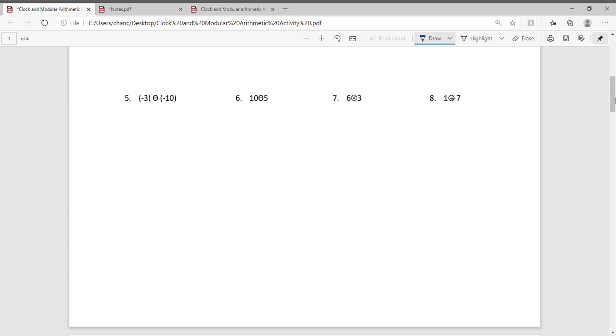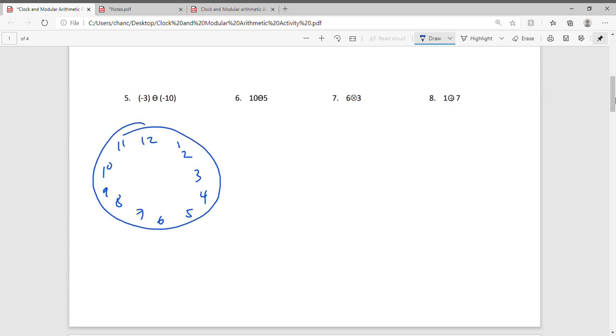Let's try question 5. We have negative 3 minus negative 11. So we're going to draw our clock again. And we're going to start at negative 3. Well, where's negative 3? That's going to be to the left of 12. That's 1, 2, 3. So 9 is equivalent to negative 3 in clock arithmetic.